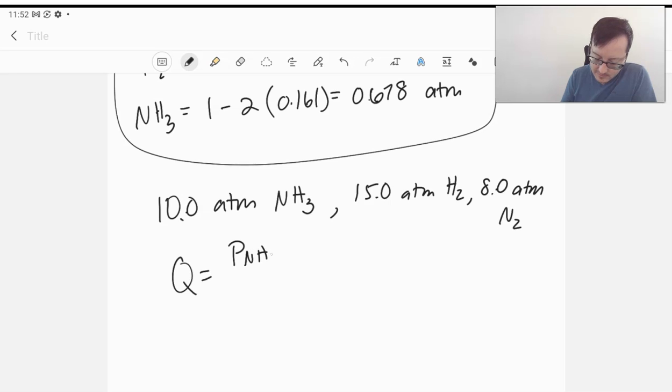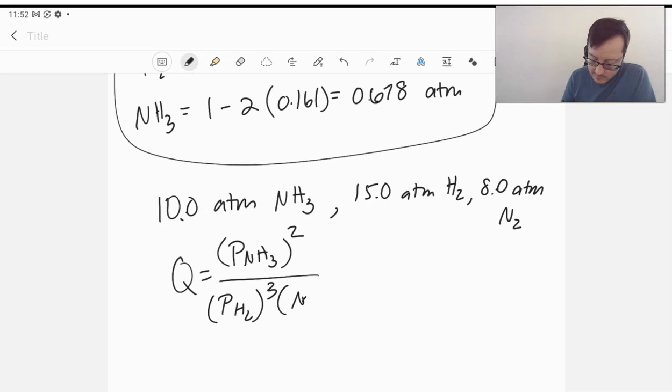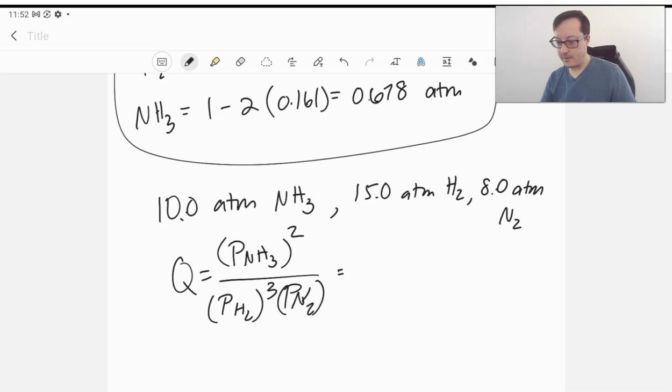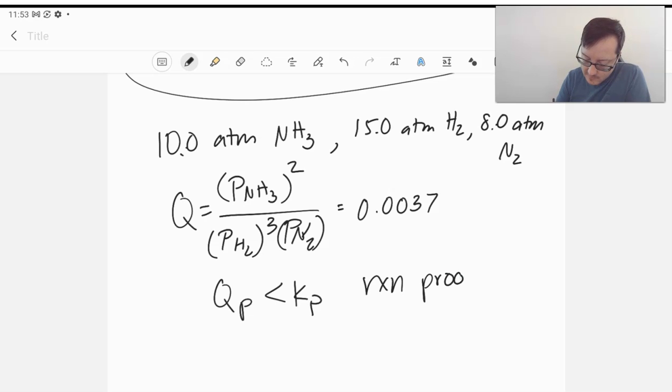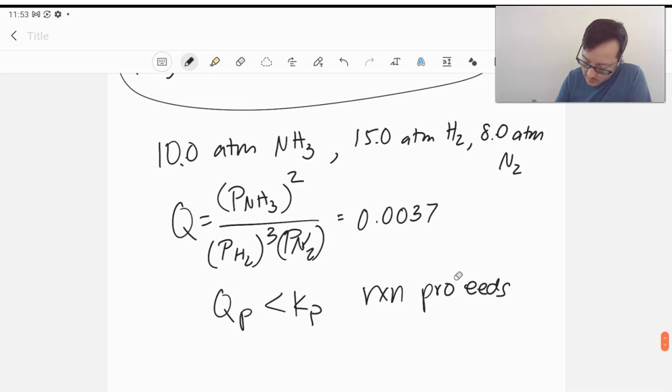Q is ammonia squared over hydrogen cubed and nitrogen. So let's hope this works out. So we have 100 divided by 15 cubed divided by 8. We get 0.0037. That tells us, in this case, Q is less than K, which means that the reaction proceeds forward.